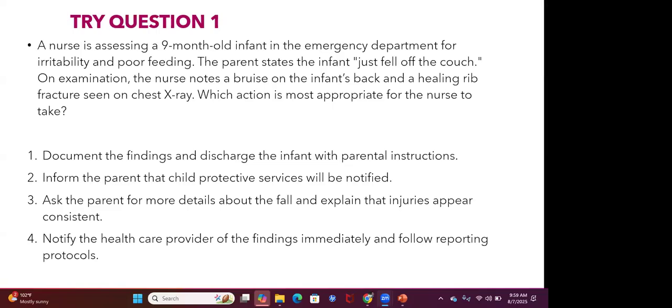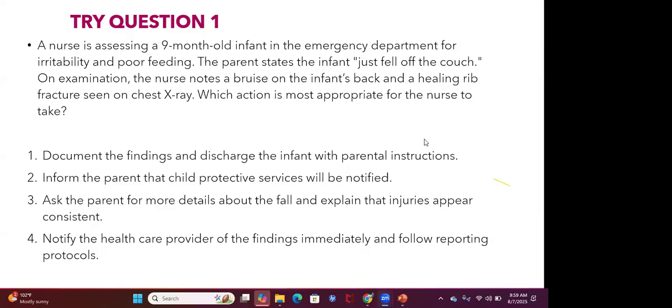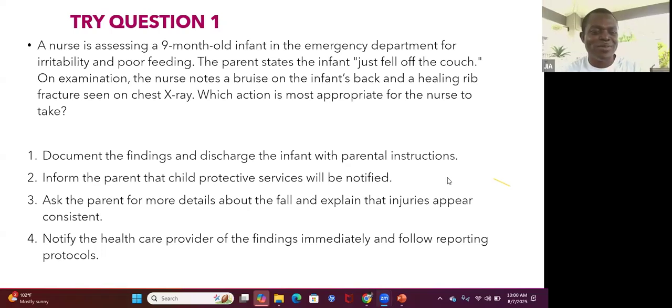Who else wants to try? I want to try. Franklin, yes, please. Okay, I'll also choose 4. So your reason, Franklin, let me get a reason from you. Why did you choose 4?